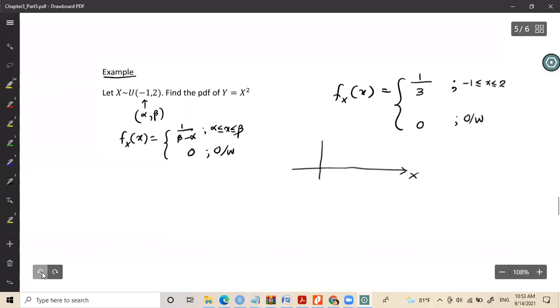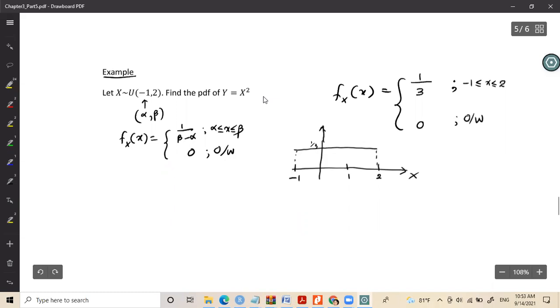Here's our x, y within the interval -1, 1, 2. And the uniform distribution, the probability will be 1 over 3 for all the intervals. Right. So this is the distribution of x. But what we need is the distribution of y. What is y? X square.